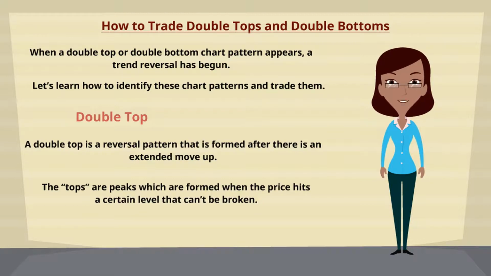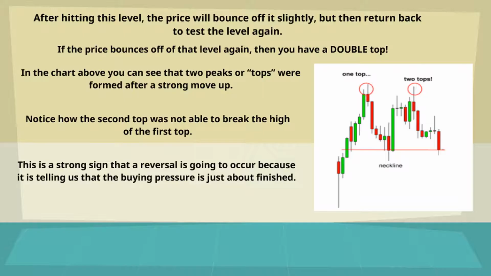The tops are peaks which are formed when the price hits a certain level that can't be broken. After hitting this level, the price will bounce off it slightly, but then return back to test the level again. If the price bounces off of that level again, then you have a double top. In the chart above you can see that 2 peaks or tops were formed after a strong move up. Notice how the second top was not able to break the high of the first top.